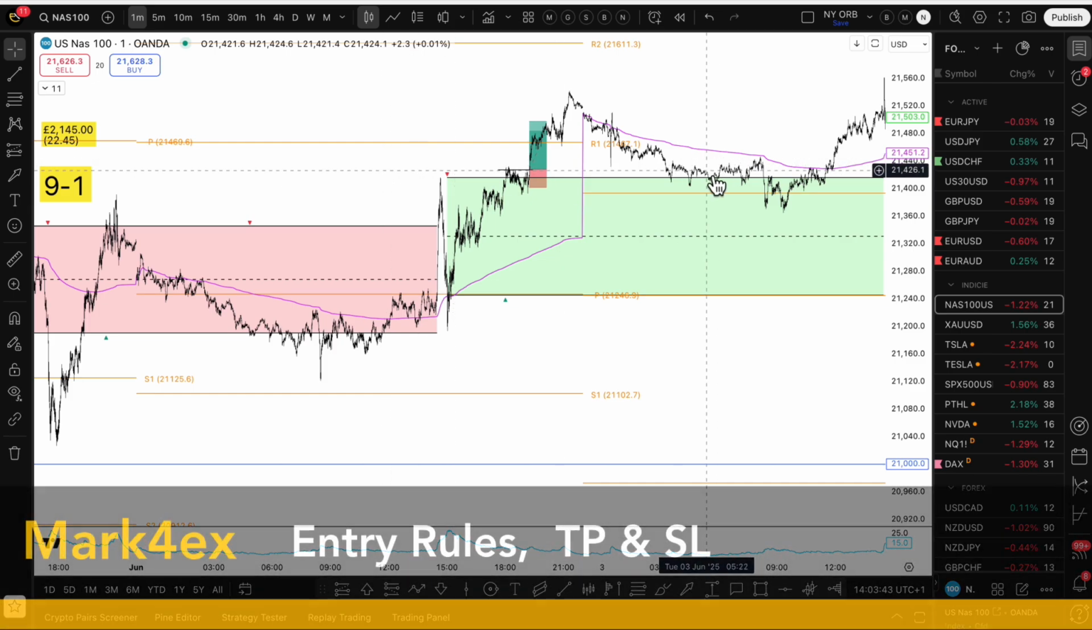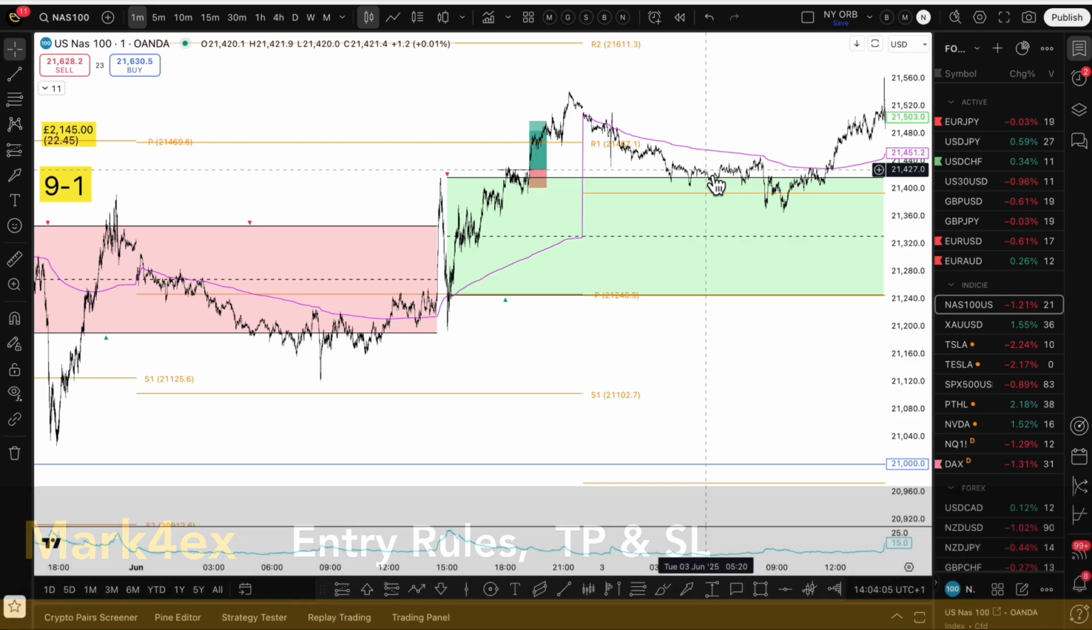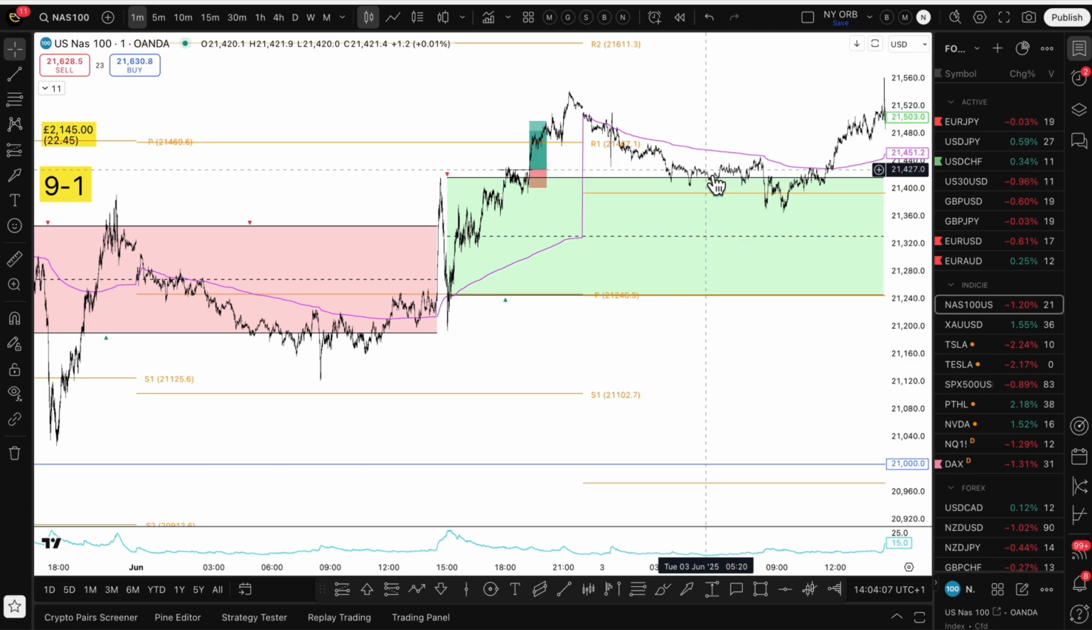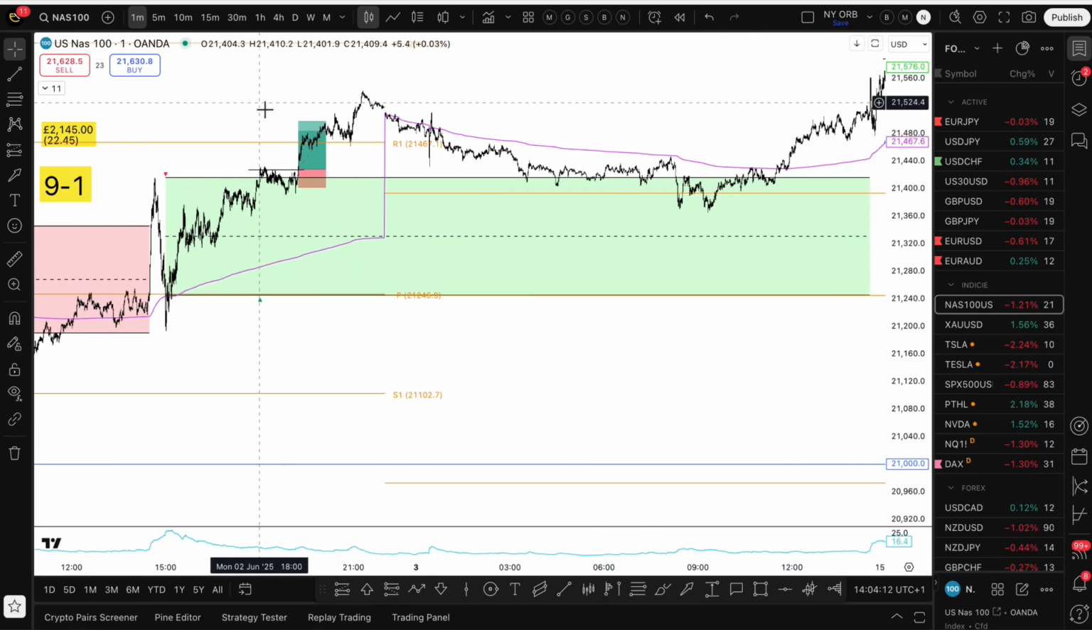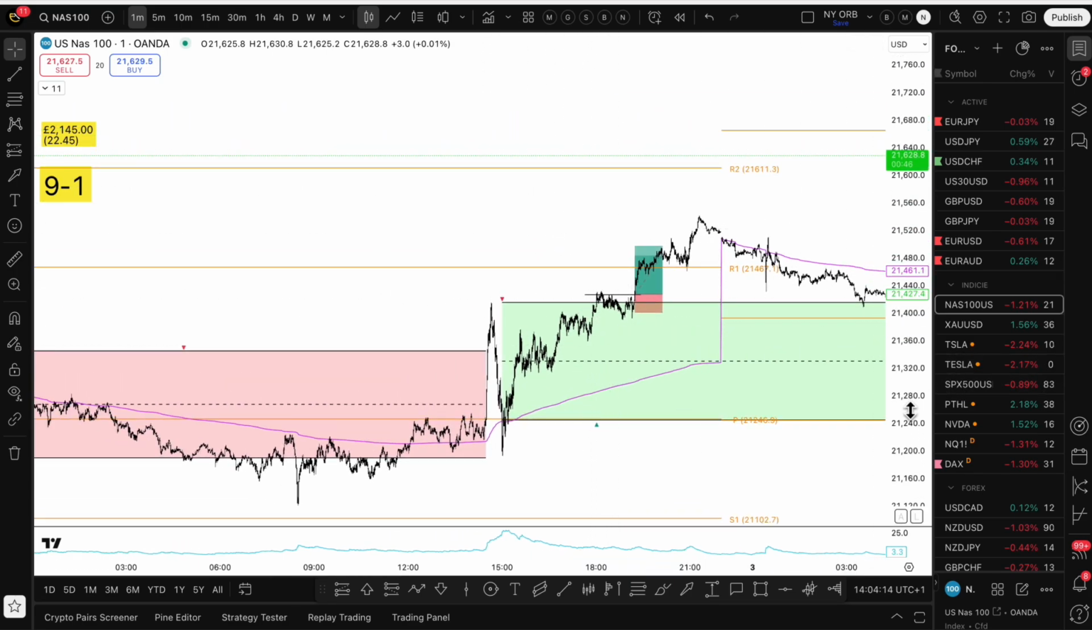So let's cover here. Now we've covered the strategy overview and the tools and the indicators that we use. Let's cover the exact entry rules and what I am looking for. So first, I'm on Nasdaq. It's the only thing I trade during the open range breakout, and I'm on the 1 minute time frame.